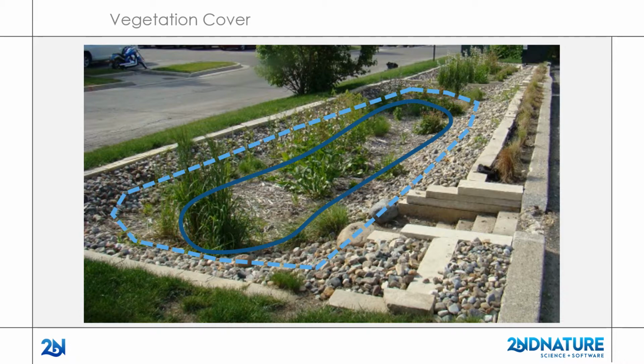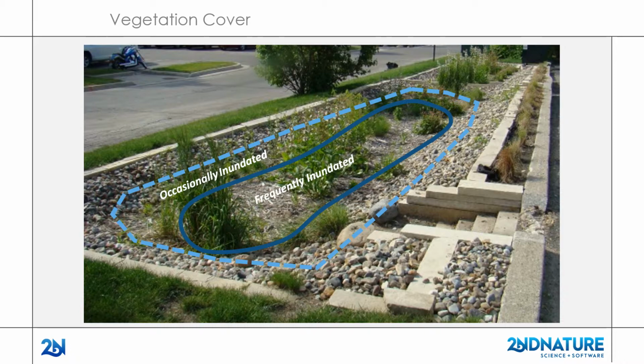Quantitatively estimating the percent of vegetation cover can be tricky and subject to user discretion. To improve consistency, the user should walk the entire perimeter of the structural BMP and visually determine the inundation regime boundaries, the frequently and occasionally inundated areas.